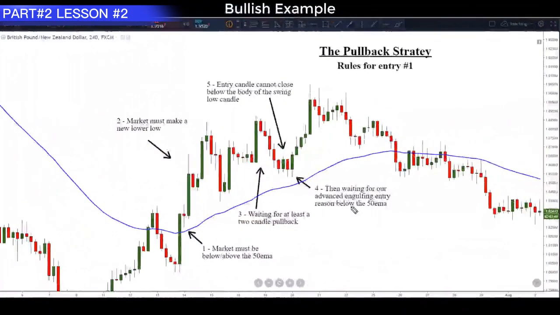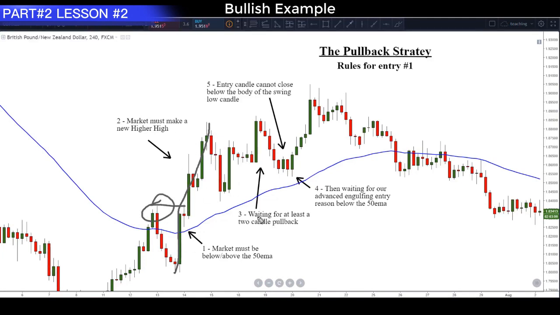Okay guys, so here's a bullish example of that entry reason number 1 for the pullback strategy. The first question we have to ask ourselves: did we break above the 50 EMA and is price trading above that level? The answer to that question is obviously yes, we did do that. The next question we have to ask ourselves after checking that off is, did the market make a new higher high? And I actually need to change that. Sorry about that, guys. And the answer to that question, of course, is yes as well. We did break above the 50 EMA and we made a new higher high than the previous high.